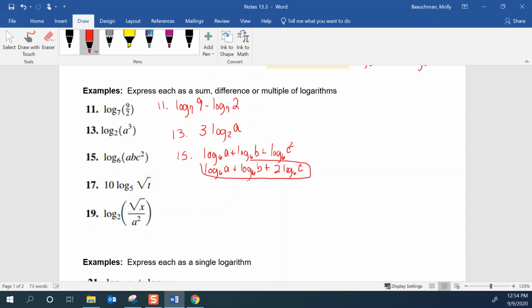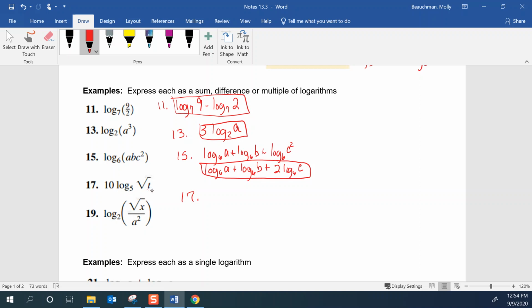So we're rewriting as a sum, difference, or multiple of individual logarithms. So we won't have any exponents or items multiplied together. Number 17, we have 10 times the log base 5 of the square root of t.